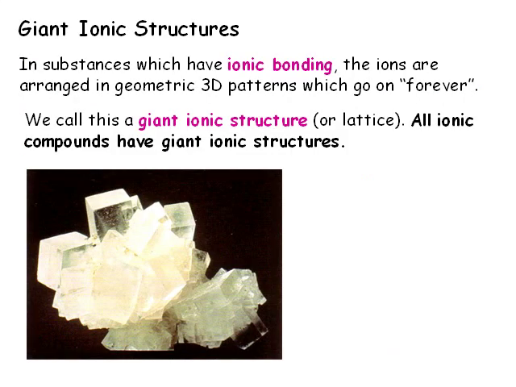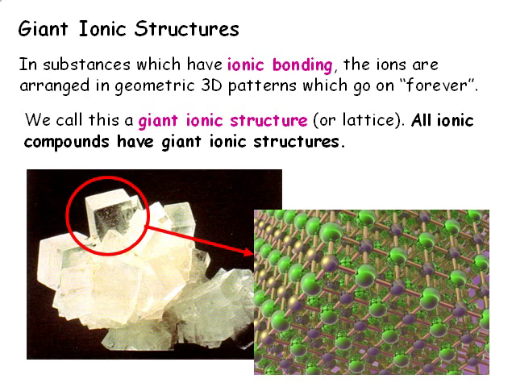We'll start by looking at substances which have ionic bonding. The structure of every solid substance with ionic bonding is the same. If we could look inside the solid, we'd see a regular repeating three-dimensional pattern with alternating positive and negative ions in every direction, which we call a giant ionic lattice.